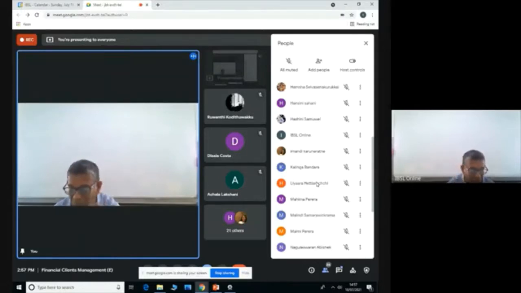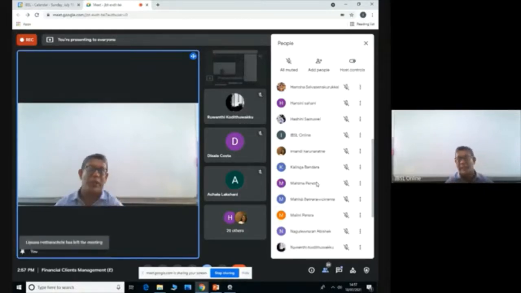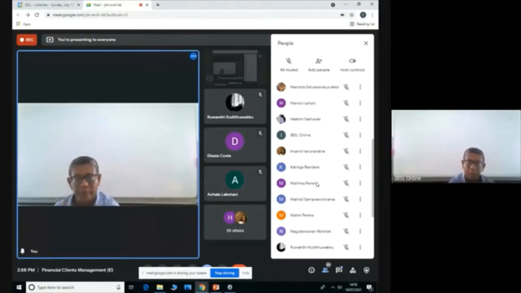Kalinga correctly pointed out, it brings revenue to the organization. You can write down: the only marketing mix element that generates profit for the organization. First point.